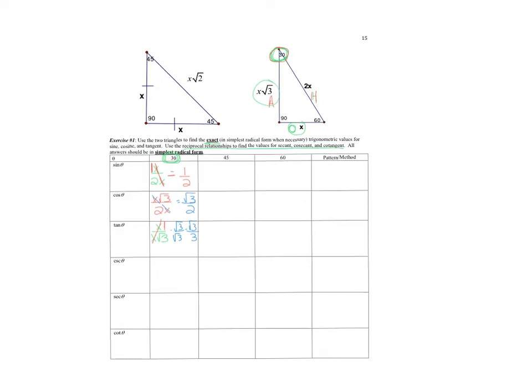So based on what I already have, sine is 1/2. So cosecant is going to be 2 over 1, which is 2. Remember, cosecant is the reciprocal of sine. Cosine is radical 3 over 2.